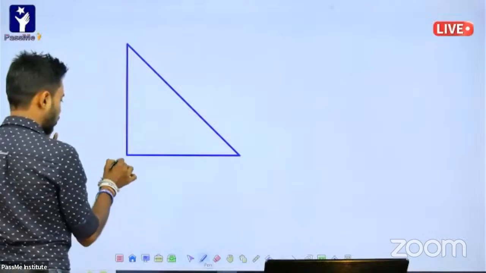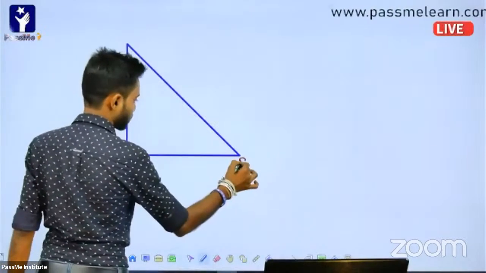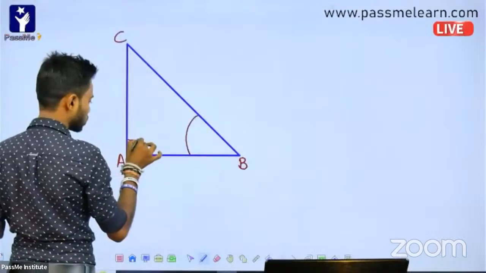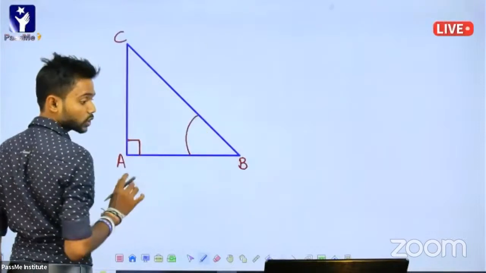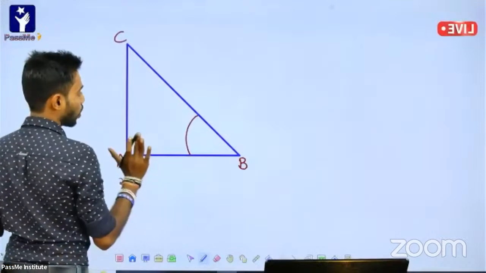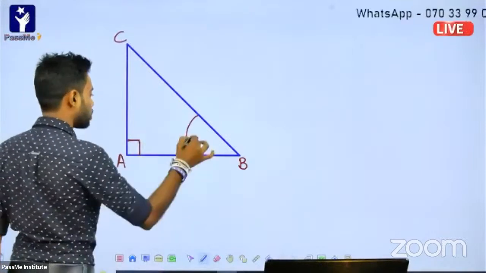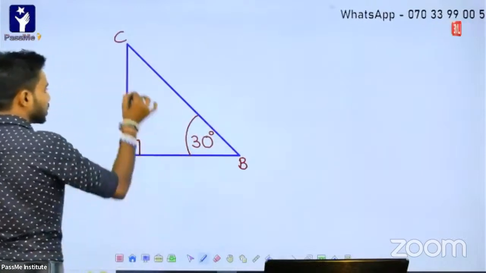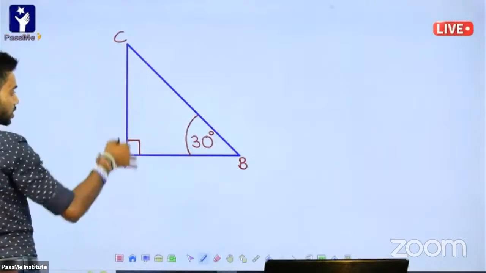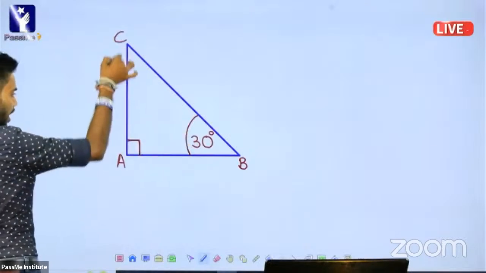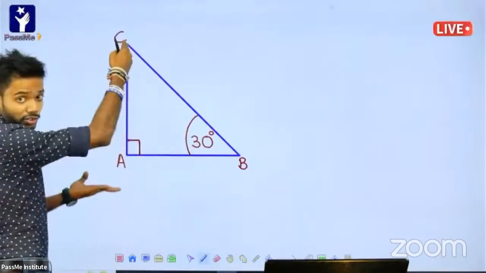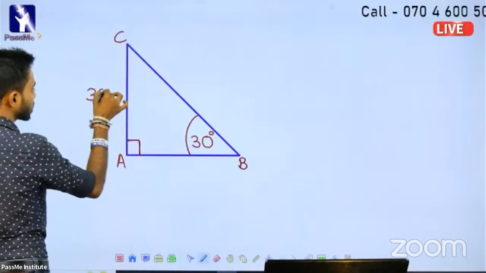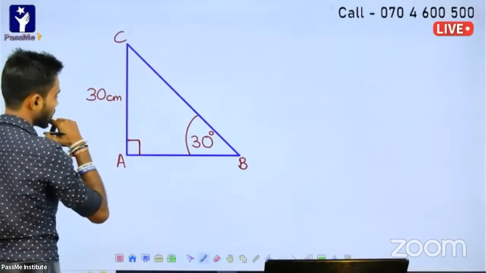Now I will take this one as ABC. Now I am taking this, so this is 90 degrees. So we can use trigonometry ratios for this triangle. I am taking this angle as 30 degree. Here in front of the 30 degree, I have the opposite side. So this is what we call the opposite side, no? That is AC. Now here, this is 30 centimeter. Example, right?